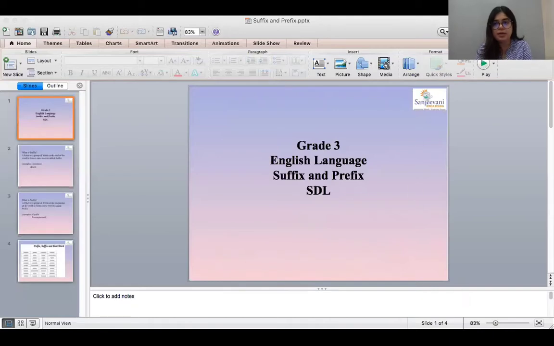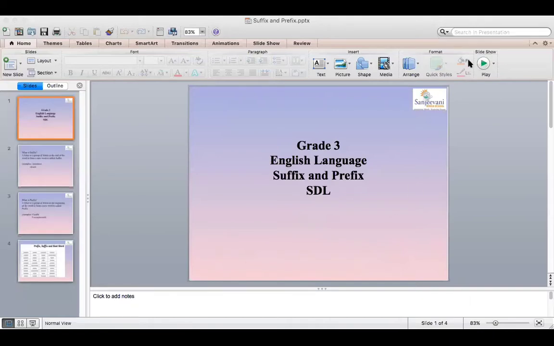Another topic is prefix and suffix. One of the very easy topics again for all of you. So I'll share my screen. Please take a look at this, it's super simple to understand.